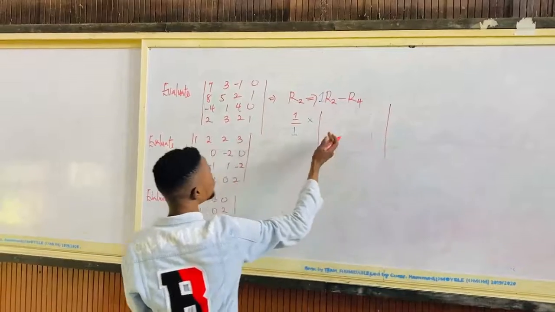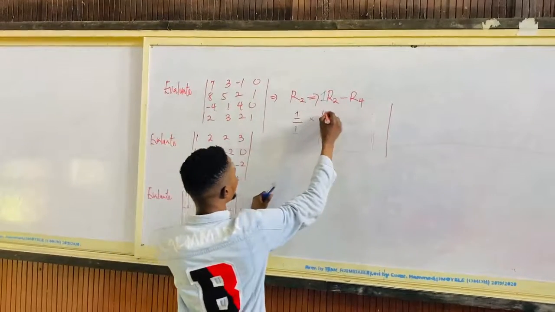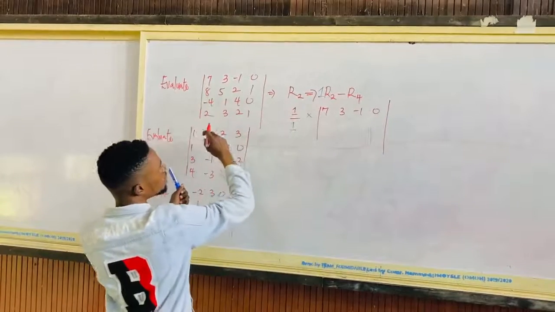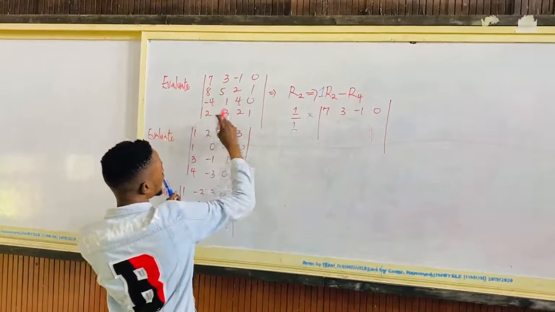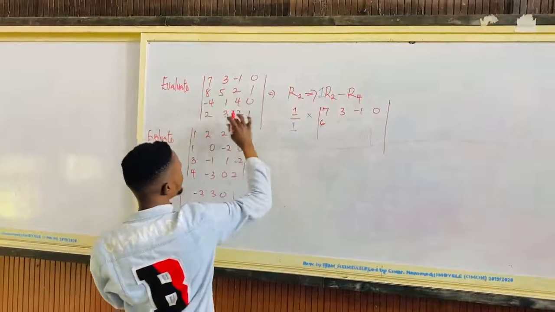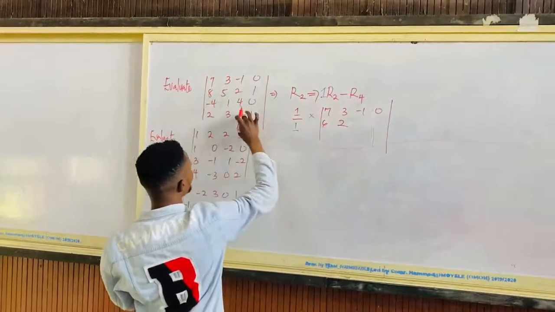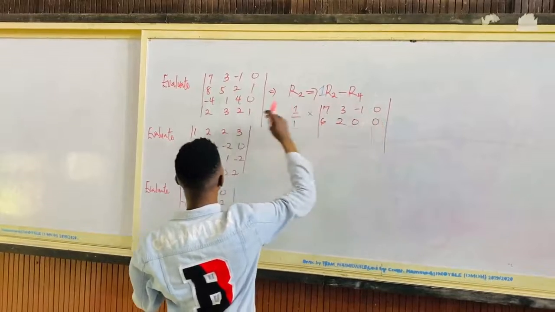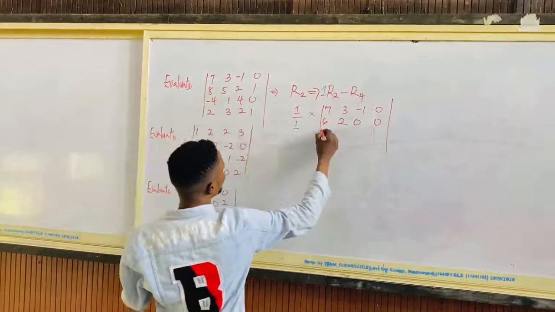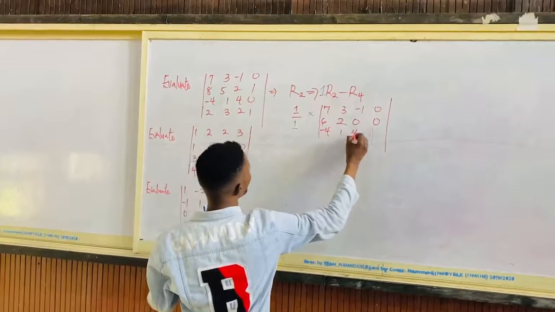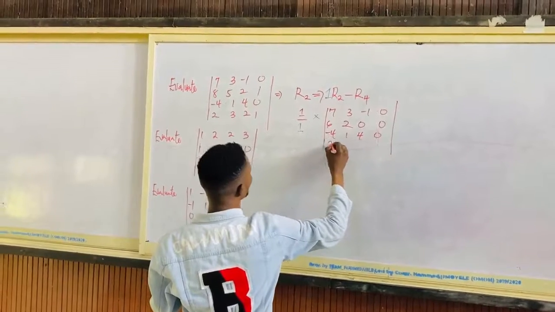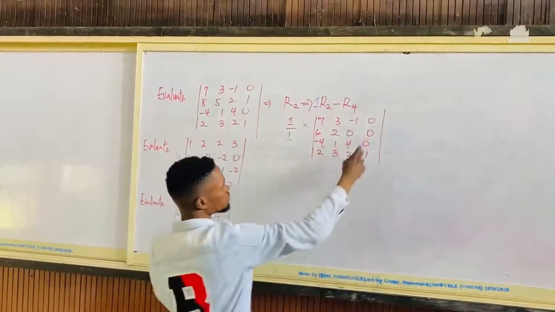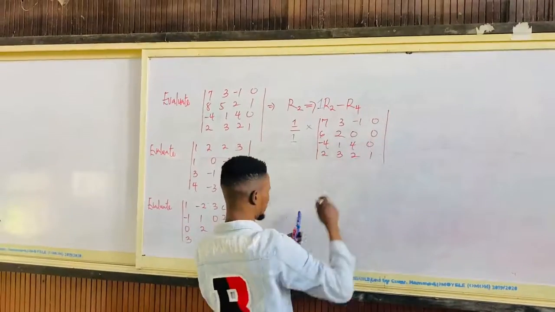this. Now what is row 2 minus row 4? Let's write row 1 again. We are not reducing row 1. Minus 1 is 0. So row 2 minus row 4: 8 minus 2, that's 6. 5 minus 3, that's 2. 2 minus 2, that's 0. 1 minus 1, that's 0. Then let's write this again. Minus 4, 1, 4, 0. And this is 2, 3, 2, 1. Now, mission accomplished. 0, 0, 0.